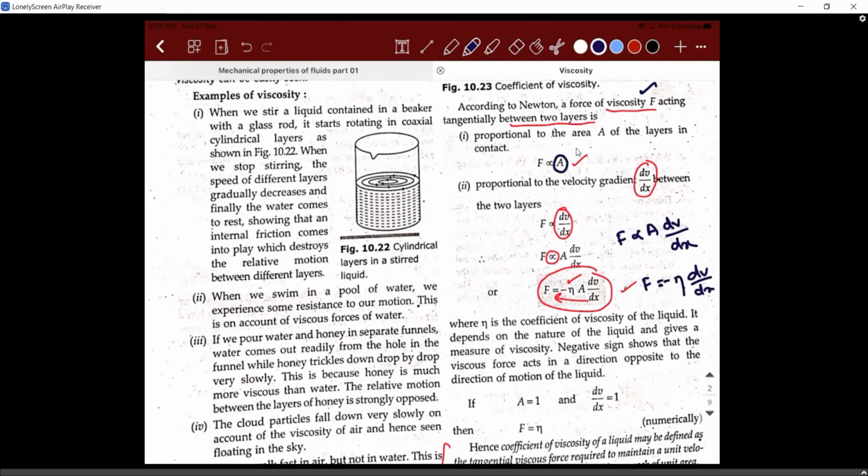Like how you have something called the coefficient of friction, F is equal to mu N. Remember, something similar to that you have called the coefficient of viscosity. So please write it down.